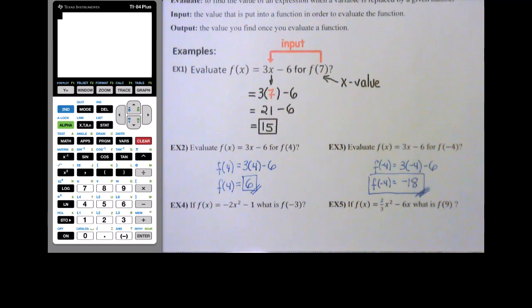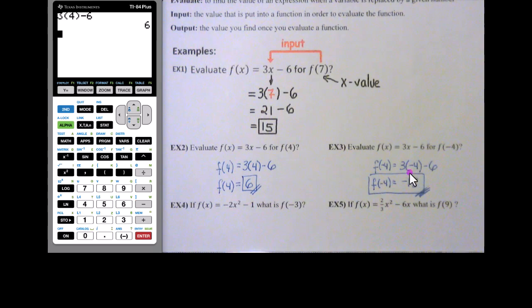Now let me demonstrate this using the calculator. In this class, we're going to use the TI-84. So basically, I'm going to plug in 3, parentheses, 4, close parentheses, minus 6. If you notice, I'm copying exactly what I have there. So I press enter and I get my answer, which is 6.